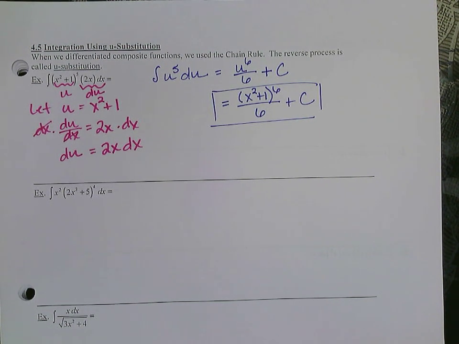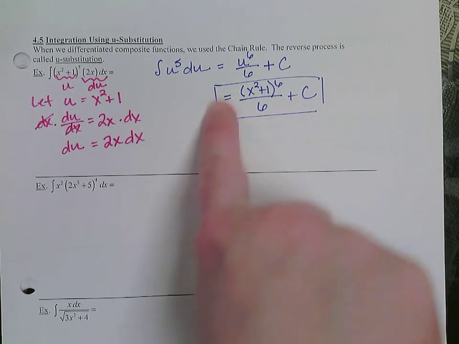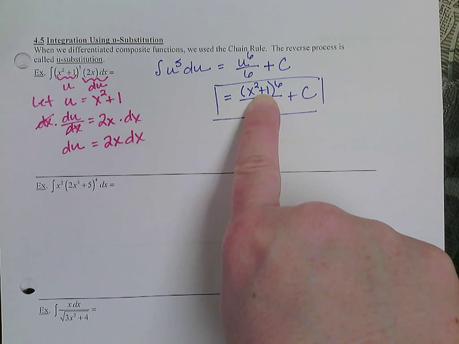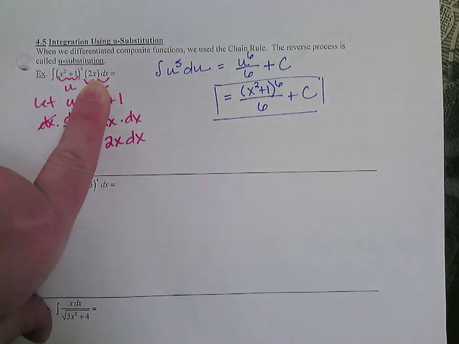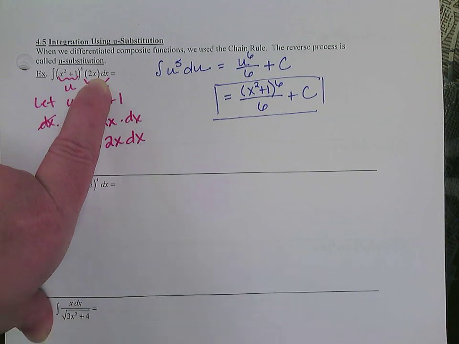And how could I check this? I'd take the derivative of it. To take the derivative of this, I'd have to use, no, not quotient rule. I'd treat that as a constant 1/6. Chain rule. And when I took the derivative of the stuff, x squared plus 1, that's where I'd get the 2x that I started with in my antiderivative. We just undid the chain rule. We unchained the chain rule, right?